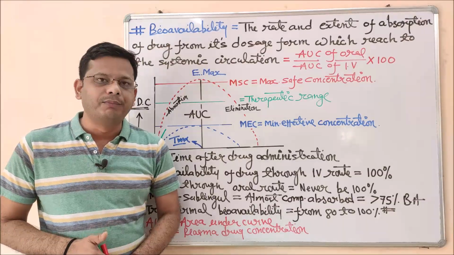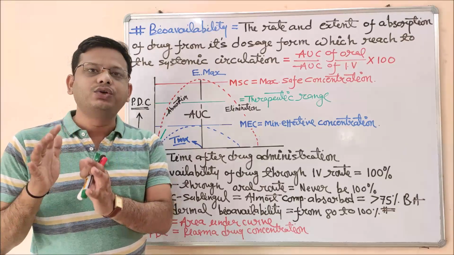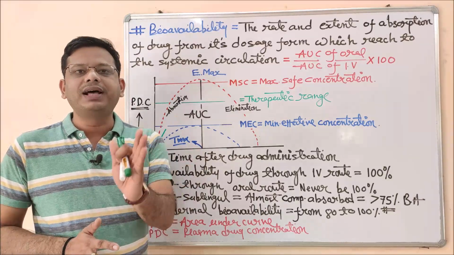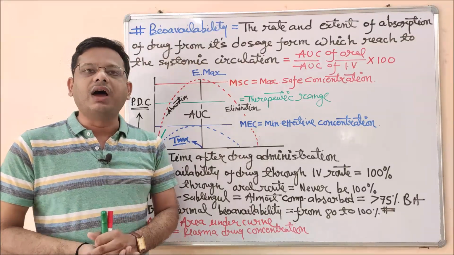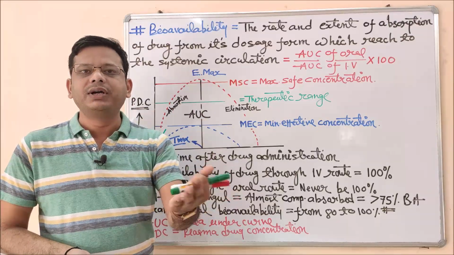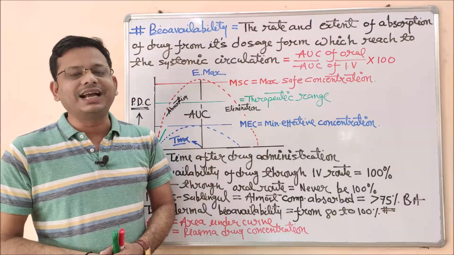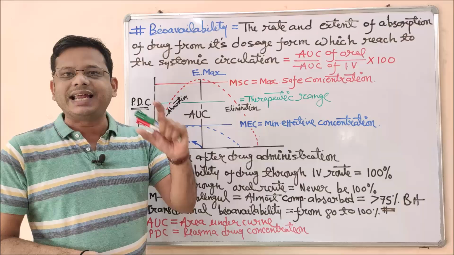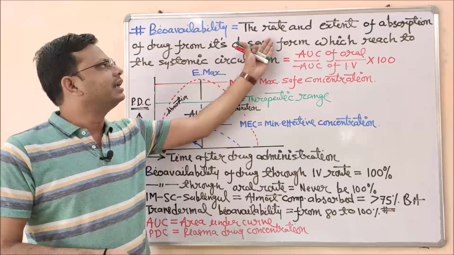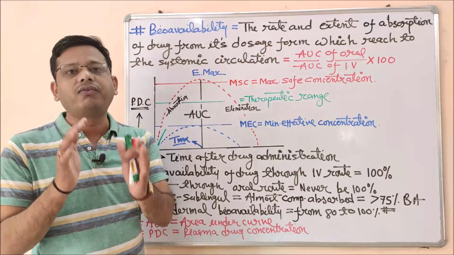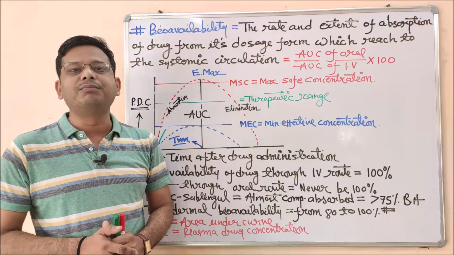So what is the meaning of bioavailability? As usual, we have to split the meaning of bioavailability into two meaningful parts, that is bio plus availability. Bio means living organism, any organism having life, and availability means to make a particular thing available. In Hindi it is called milna, us tak pahunchna. So what is the exact meaning of bioavailability? This is a standard definition. You should remember this definition as such. Bioavailability is the rate and extent of absorption of any drug from its dosage form into the systemic circulation.